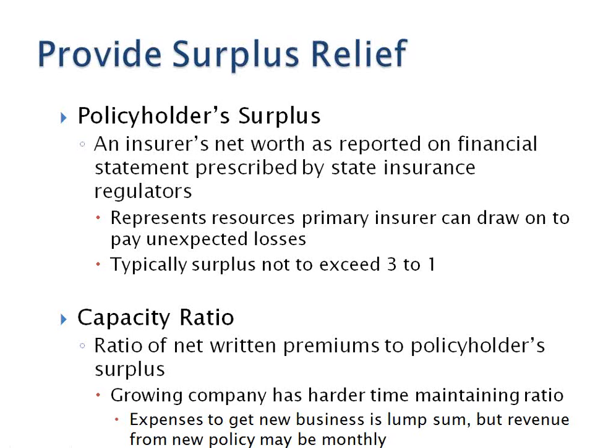With your capacity ratio, that's where this comes into play: how much do they think they're going to have to pay out versus what they're collecting in premium. That's the capacity ratio. It indicates a growing company has a much harder time maintaining that ratio. Expenses to get new business are a lump sum, but revenue from a new policy may be monthly. When you pay your car insurance, let's say it's $1,000 a year, well, you're going to pay $100 a month. So that money is not right there, even though it's showing that you're going to be collecting it in the future. You don't have it yet.